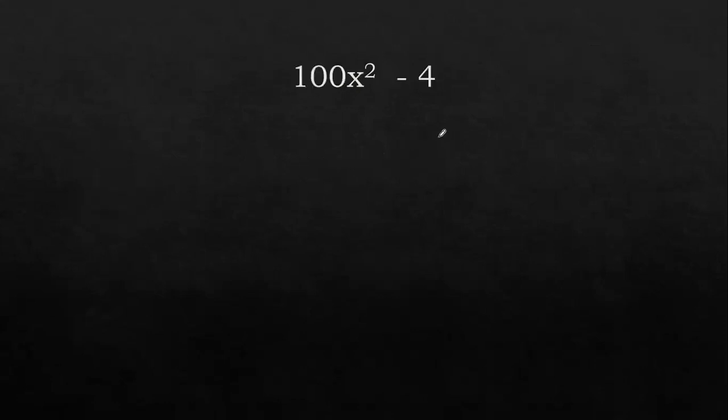I'm going to do another example. Here, it's a binomial. There's a subtraction sign in between the two. 100 is a perfect square and 4 is a perfect square. What is the square root of 100? 10. What's the square root of 4? 2. So my answer is 10x plus 2, 10x minus 2. Those are my two factors. So the difference of squares says, take the square root of both your terms, and one's going to be addition, one's going to be subtraction, and there's your factors.